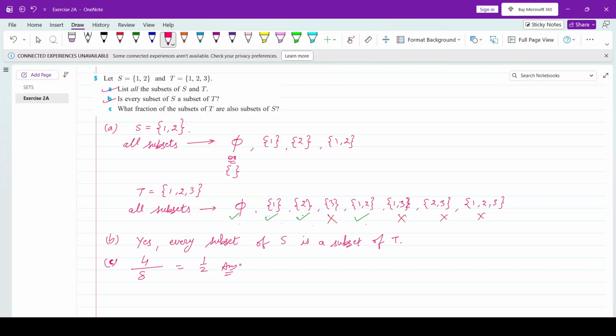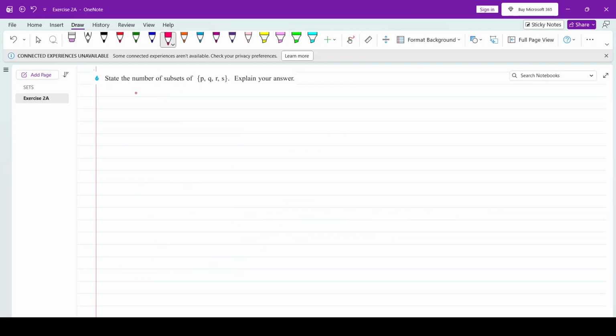Let's move on to the next question. State the number of subsets of {P, Q, R, S}. Explain your answer. While solving these kinds of questions, what we can ask ourselves is that there are 4 elements and each element can either be present or not be present.